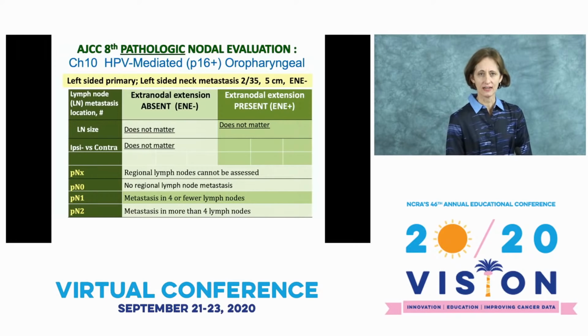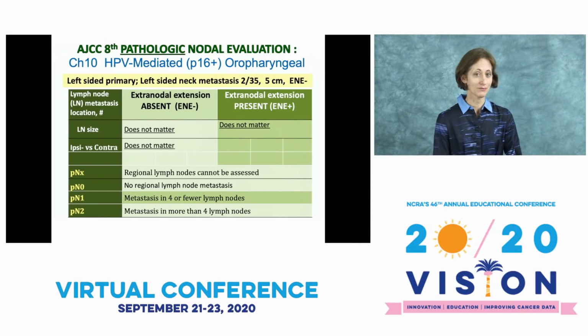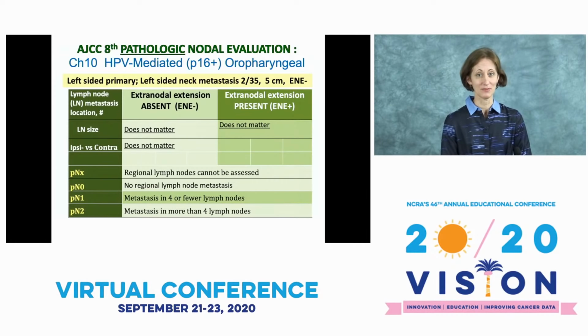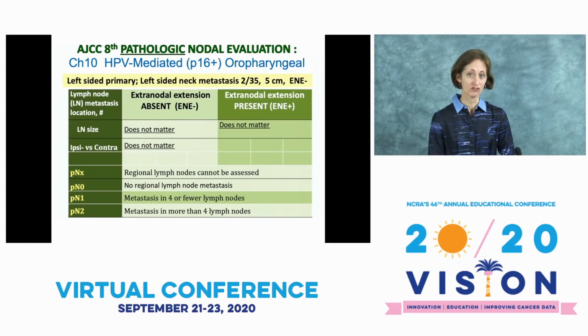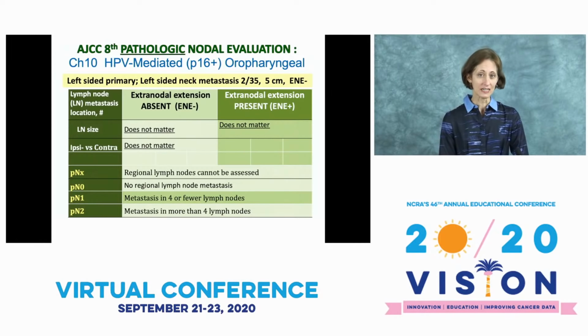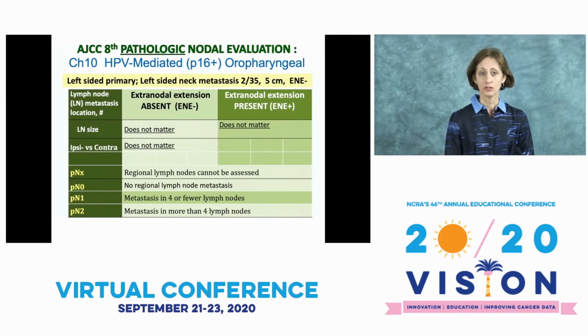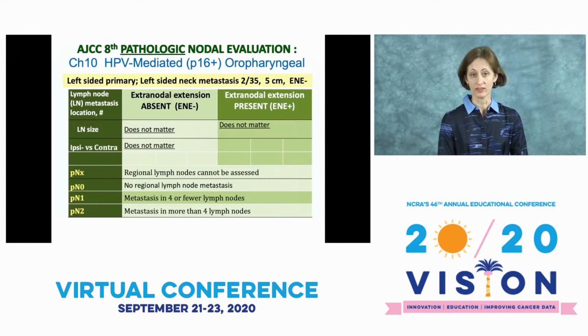So what does it look like now for an HPV positive oropharynx pN determination? It's actually quite simplified. The size of the lymph node doesn't matter. Whether it's ipsilateral or contralateral for the pN, again, it mattered for the clinical, but not for the pathologic, doesn't matter. And it doesn't matter whether or not I find extranodal extension. So at this time, it's been simplified to essentially pN1 if there are 4 or fewer lymph nodes, and pN2 if there are more than 4 lymph nodes with metastatic tumor.